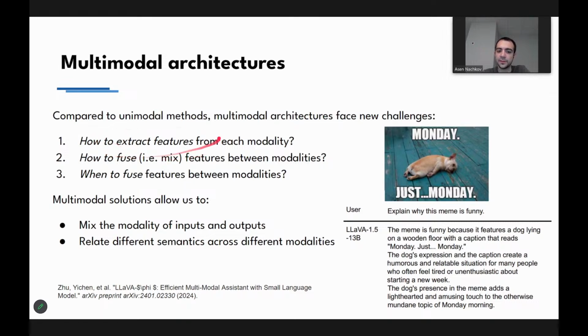First is how to extract features from each modality. Second is how to fuse them. Fuse them means sufficiently mix them together such that the attentions can attend between them, for example. Third question is when to fuse them. So I won't be discussing this, but there are different options. We can fuse them earlier in the architecture, we can fuse them later. And typically all these things have different trade-offs in terms of capacity of the model and inference time.